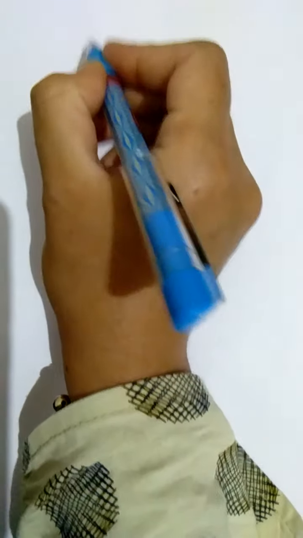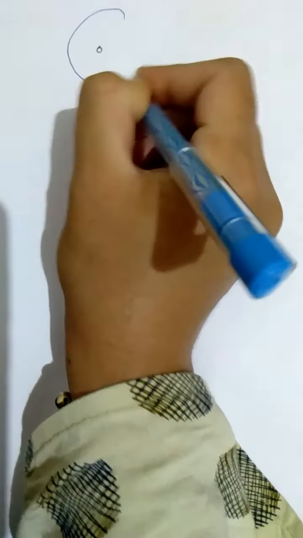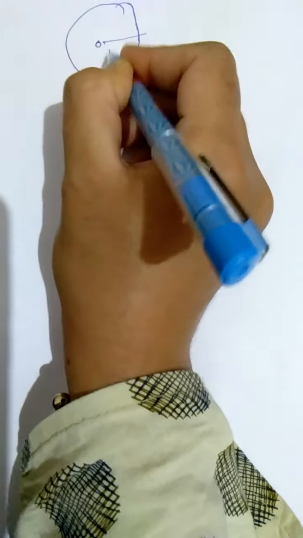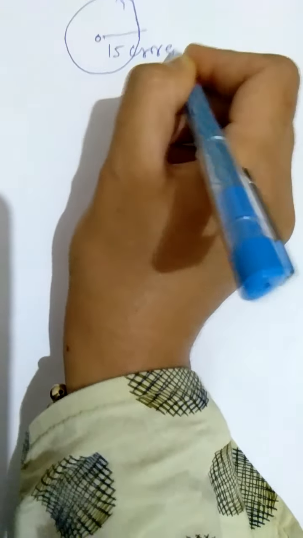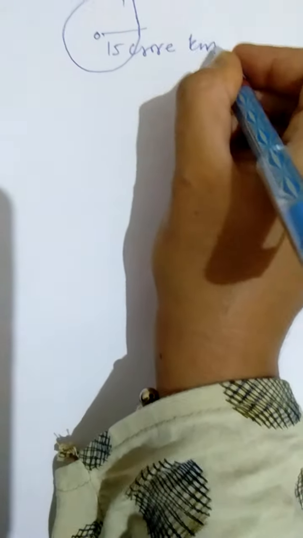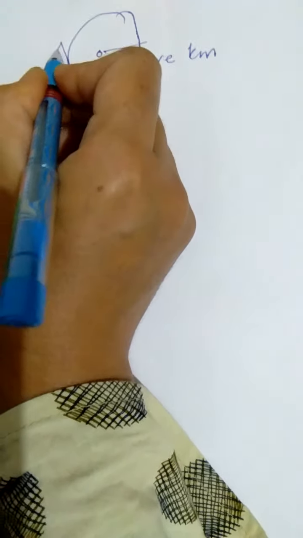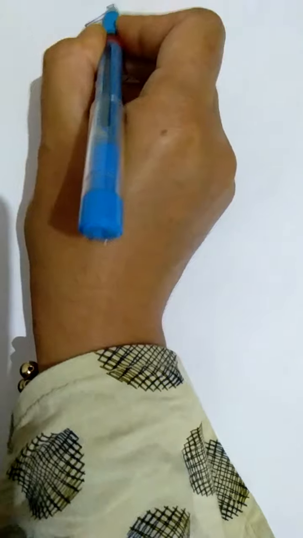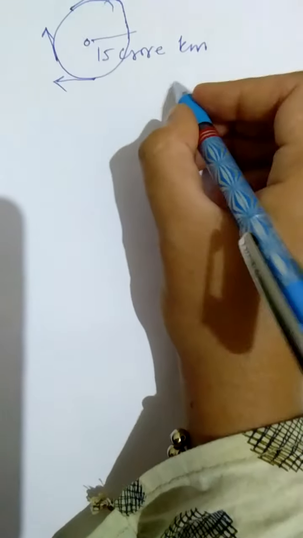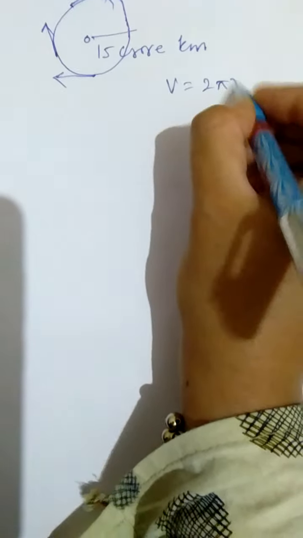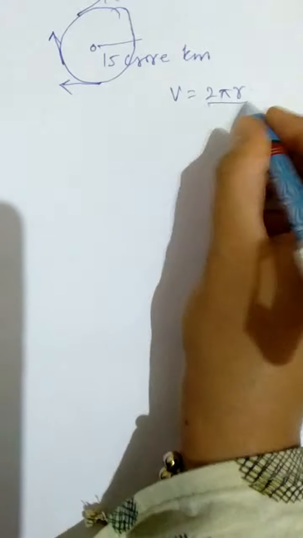Let's choose the example of Earth. We know that Earth is at a certain distance from the Sun. And what is the distance? It is 15 crore kilometer. You should remember that. What is the velocity of Earth at each point of this circle? It is obviously 2 pi r by T, that is distance traveled by time.